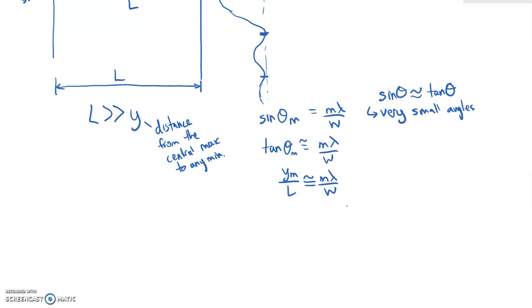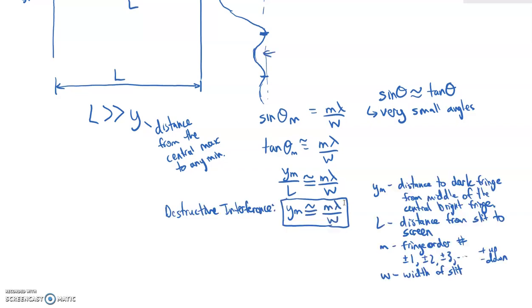And then it's just a matter of rearranging this equation. So we get ym is approximately equal to m lambda L over w. I should add an L here as well, because it's m times wavelength times the length, that's the separation between the slit and the screen, divided by w. And this applies specifically to destructive interference. So ym is the distance to the dark fringe from the middle of the central bright fringe. L is the distance from the slit to the screen. m is the fringe order number, which can be positive if we're going up, negative if we're going down.